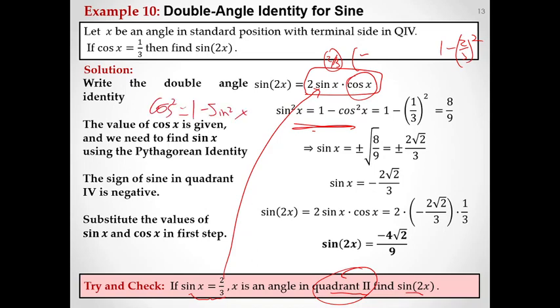So you will use this one, and it will give you square root of 5 over 3. Check, please, and you will end up with this. So the answer is now, I think the answer will be minus 4 square root 5 over 9. Yeah, please check this out.